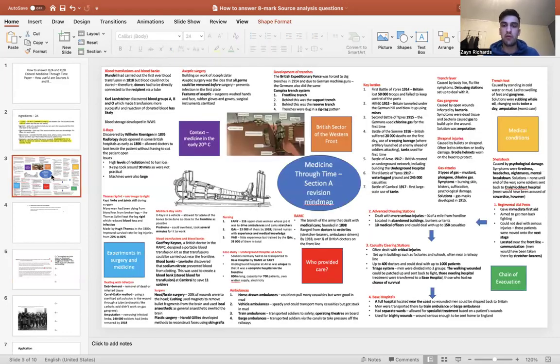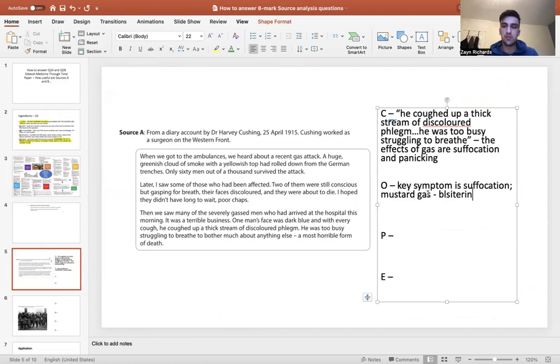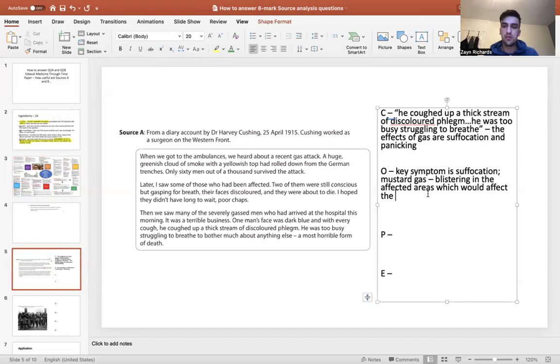For own knowledge, I would then use my own knowledge and I want to look at this part here, the types of gas. So I then talk about the fact that one of the key symptoms of gas, specifically phosgene and chlorine gas, was suffocation. Sorry, wrong one, phosgene. Key symptom is suffocation. And then I believe it's mustard gas that would cause blistering in the affected areas. Okay, something like that.